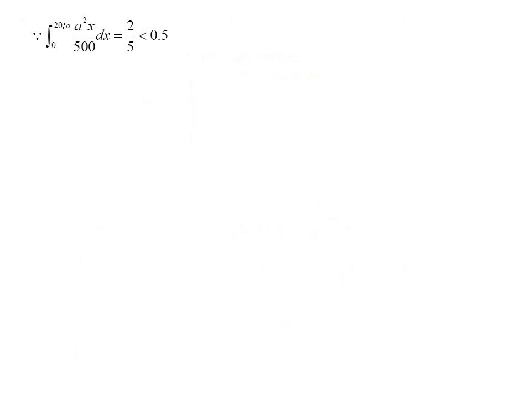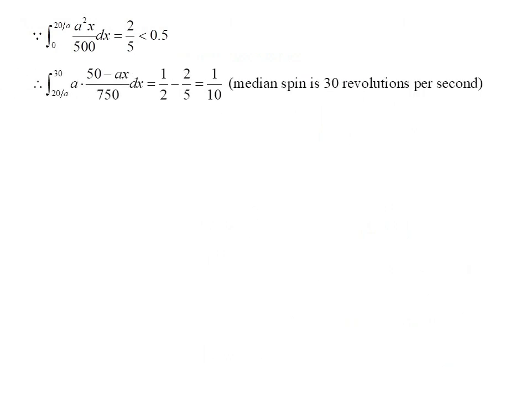Here we continue to work on part H of this question. Since the integral from 0 to 20 over a of a squared x over 500 dx equals 2 over 5, which is less than 0.5, the integral from 20 over a to 30 of a times (50 minus ax), all over 750 dx equals 1 over 10, because the median spin is 30.